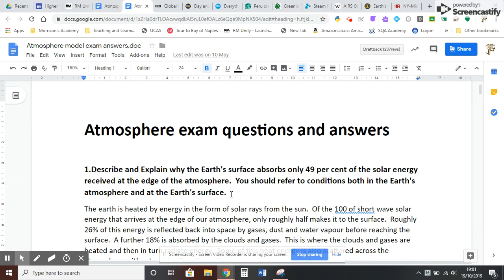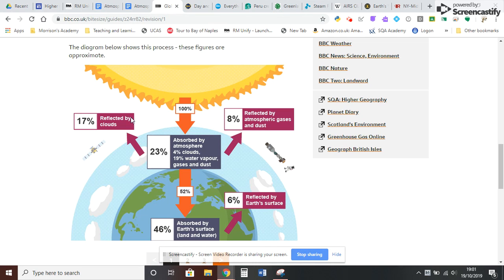And this is the sort of question that you're looking to answer. Describe and explain why the Earth's surface absorbs only 49% of the solar energy received at the edge of the atmosphere. You should refer to conditions both in the Earth's atmosphere and at the Earth's surface. Now, you may get a diagram with it, and the diagram might look something like this. If you look in the class textbook on page 15, you'll see a similar diagram. The only difference is the percentages are different.